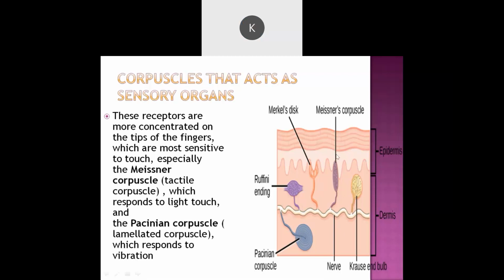Okay, so this is the Meissner corpuscles, and this is the Pacinian corpuscles. Underneath, you can see the Pacinian corpuscle, and the Meissner corpuscle is here. Meissner corpuscles you will find in between the epidermis and dermis, and Pacinian corpuscles you will see in the dermis.